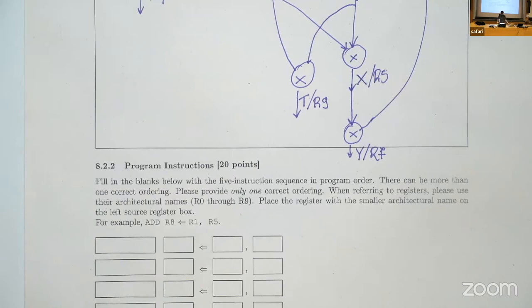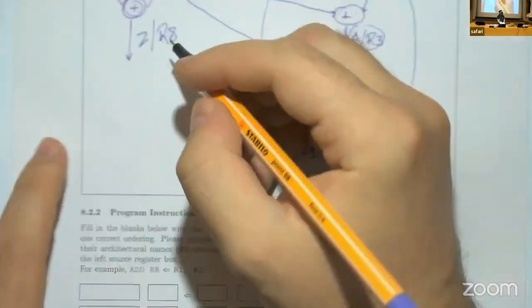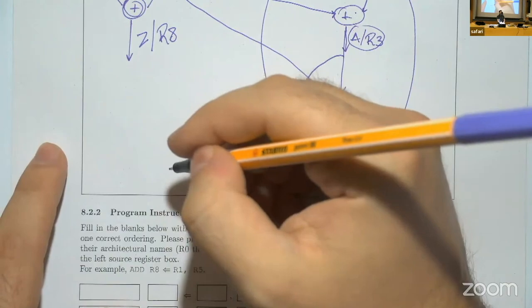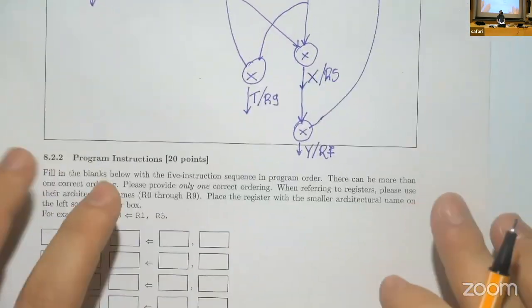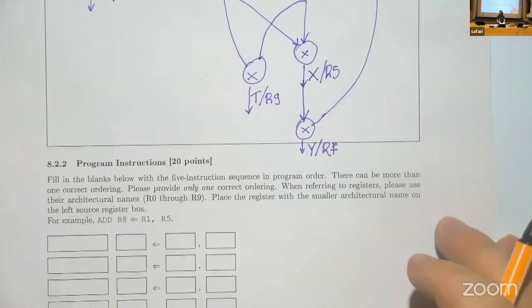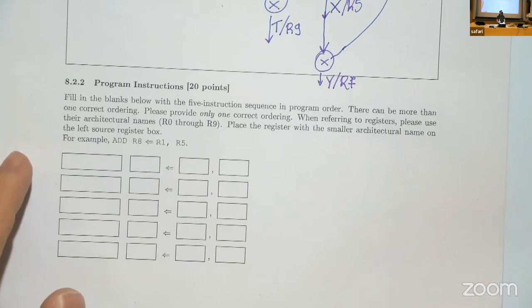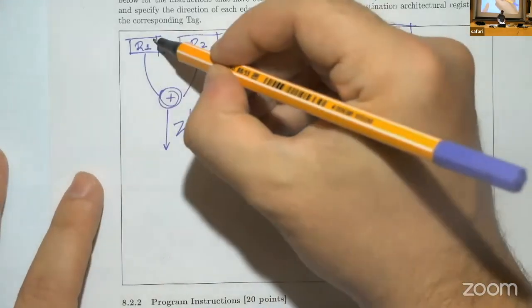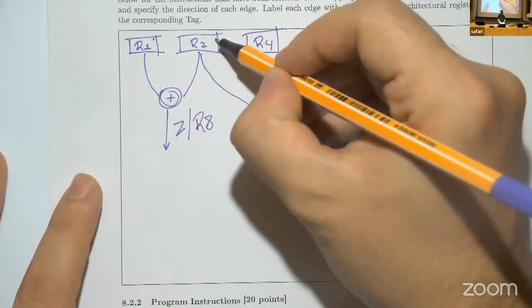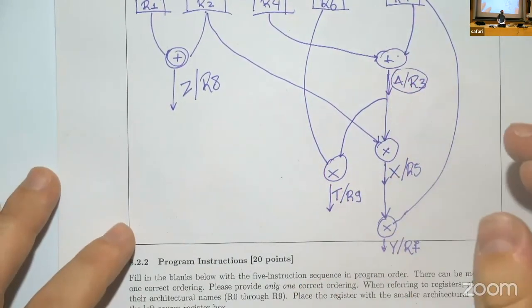Okay, so I will ask one question. As we saw, R1 and R2, we add them and we end up in R8. The question is, can this be the first instruction? So I'm saying that we saw that adding R1 and R2, we end up in R8, which is independent of the rest of the instructions. Can it be the first instruction?